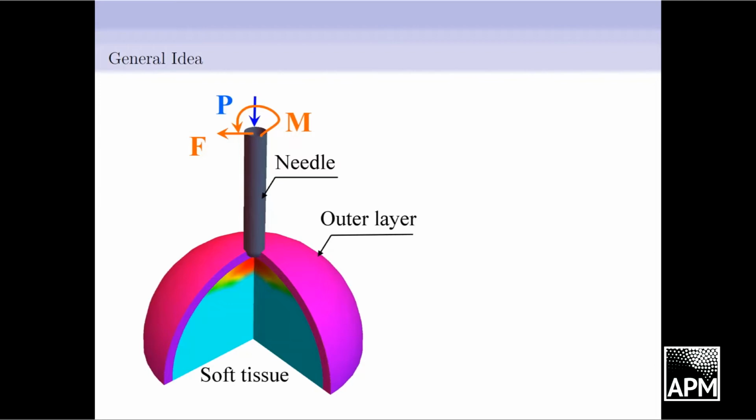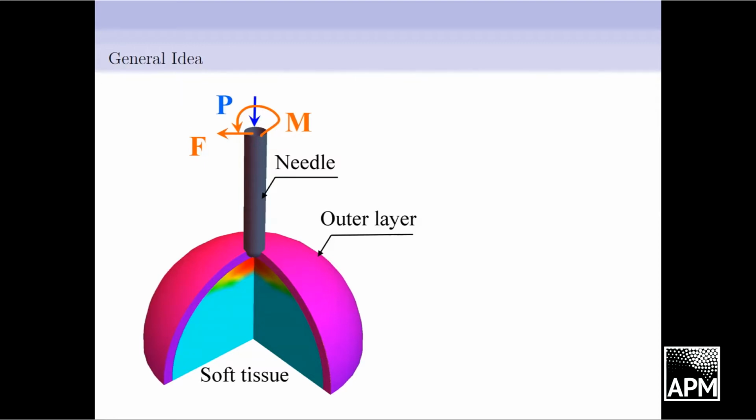We model the brain as a half sphere with an outer layer. The mechanical properties of the outer layer differ from the mechanical properties of the inner part. In the inner part, we have soft tissue, while the outer layer is harder. And we have a needle that penetrates into this system. During the penetration, we can control the process by applying forces on the end of the needle.